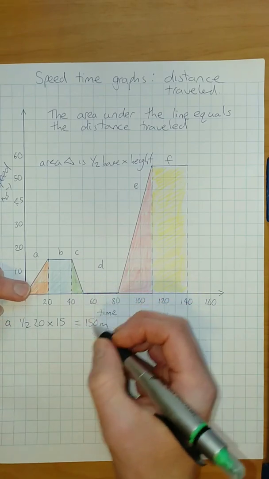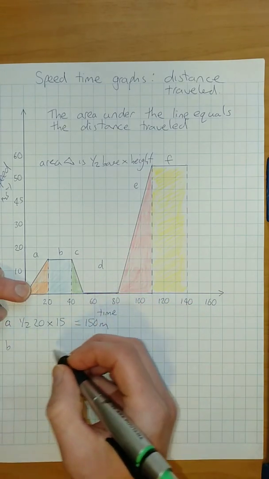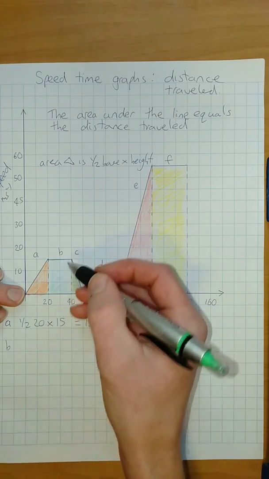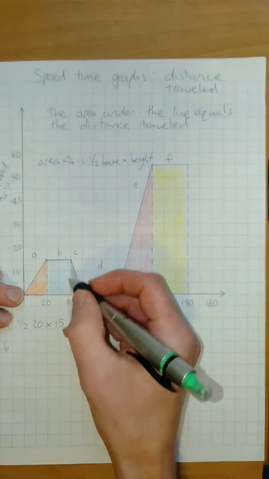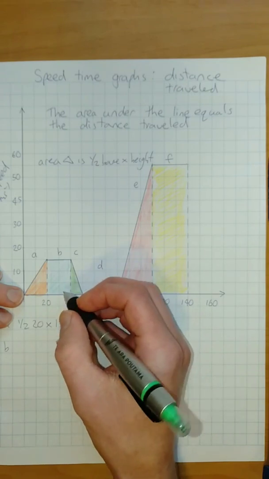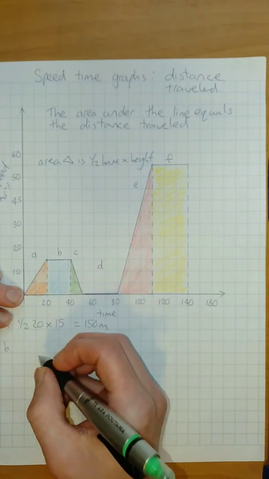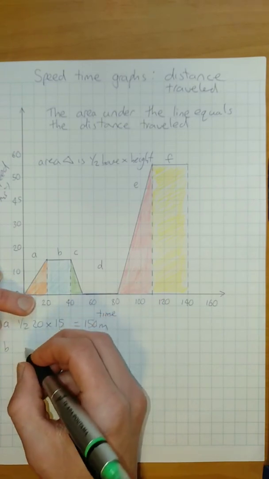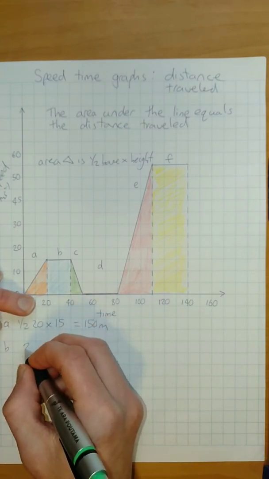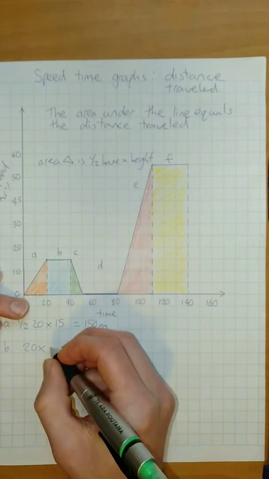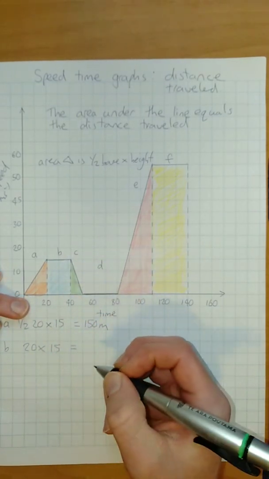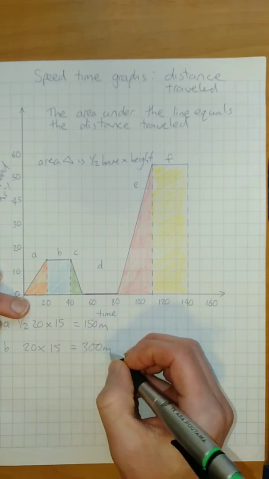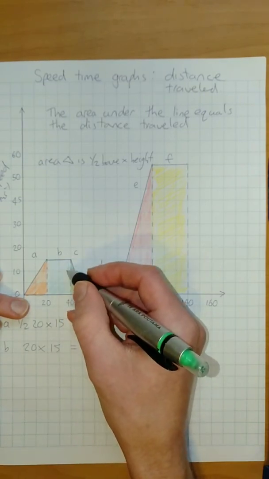Let's move on to section B. So section B is a rectangle, so therefore we don't have to use the triangle formula. We can just find out the area of a rectangle, which is just base times height. So this one here is the difference between 40 and 20, which is 20. So it's 20 times 15, which gives you 300 meters. Another 300 meters is travelled during that period of time here.